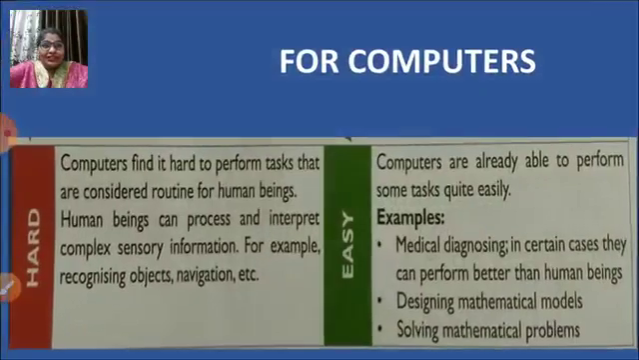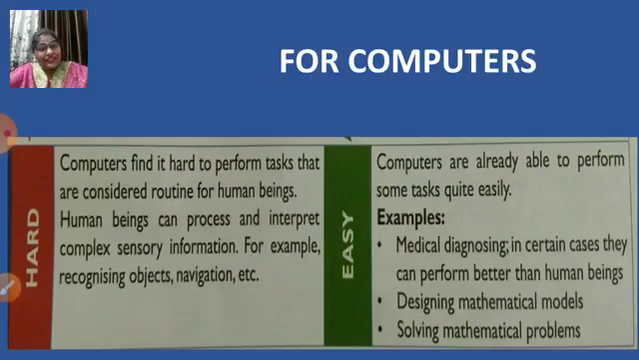But when we talk about computers, the one which is easy for a human being will be difficult for the computer. The one which is harder for a human being will be easy for the computer. Computers find it hard to perform tasks that are considered routine for human beings, like recognizing anyone or talking to anyone. Navigation is very hard for computers to do, children, whereas medical diagnosing in a certain case or playing chess will be very, very easy for computers to perform.